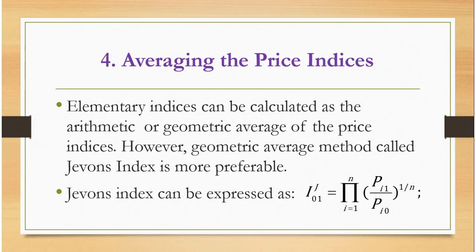Jevons index can be expressed as this formula. So this is simply the geometric average of price indices of individual commodities. Geometric index means if there are 5 commodities, there are 5 price indices. So this Jevons index is simply the geometric average of those 5 indices.